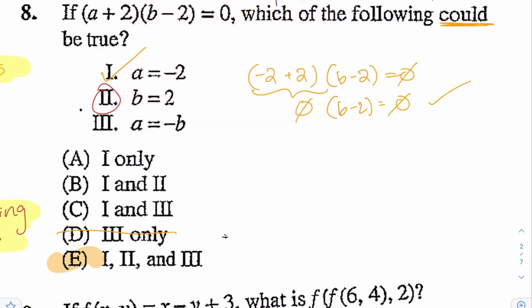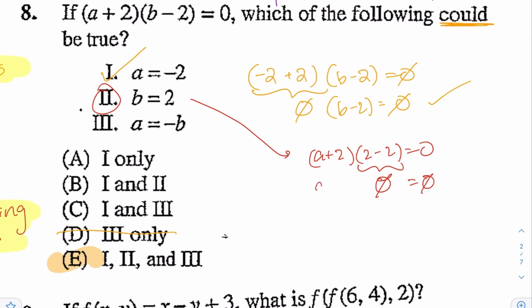All right, so let's check Roman numeral number 2. If b is equal to 2, then a plus 2 times 2 minus 2 is equal to 0. Here, 2 minus 2 is equal to 0. So again, a plus 2 times 0 will always be equal to 0 because anything times 0 is equal to 0. So Roman numeral number 2 is also true. A is wrong and C is wrong because they don't have Roman numeral number 2 in it. So now it's just down to choice 3.